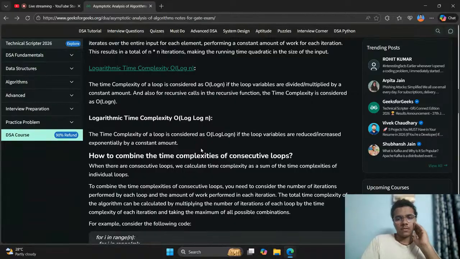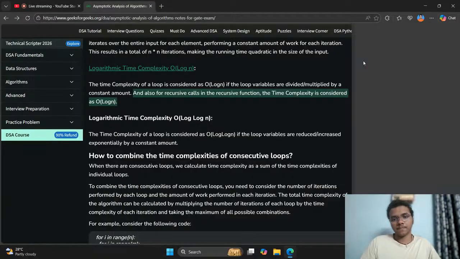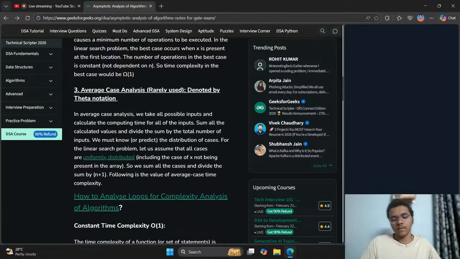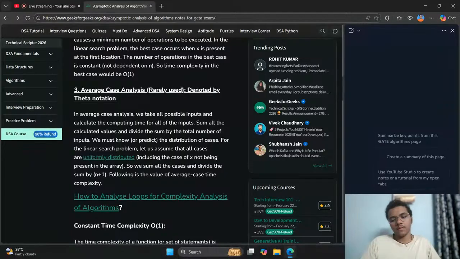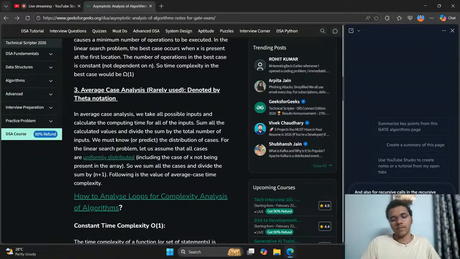Wait, wait. This is not making sense. This is not an accurate statement, right? Because if the recursion happens n times for an input of size n, then it will be O of n, right?